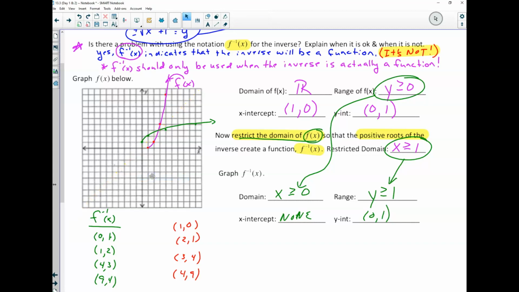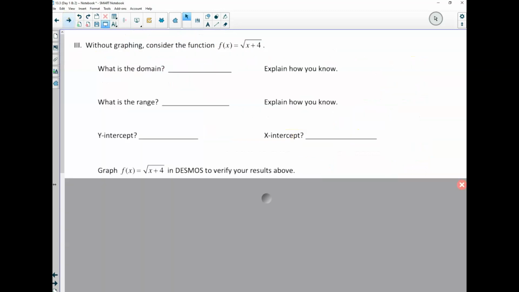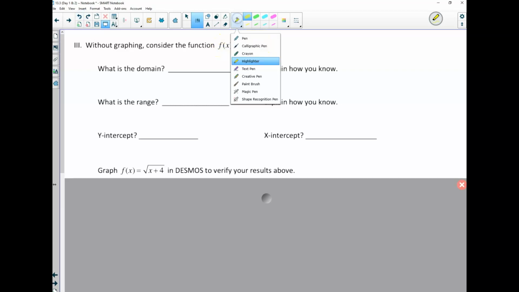So what are we going to do? We're going to move on to our next problem here. And without graphing, what I want you to do is I want you to think about this. What is the domain of this function without graphing? Well, it's actually pretty simple because you see how that function has a square root on it, right? Well, what's the only thing we can't do in a square root? Well, we can't take the square root of a negative.